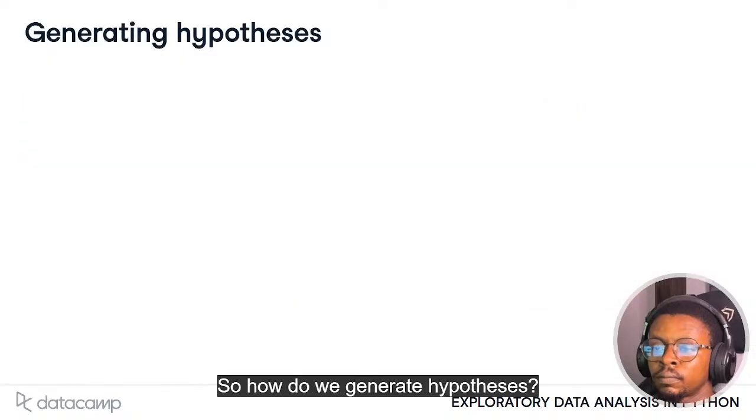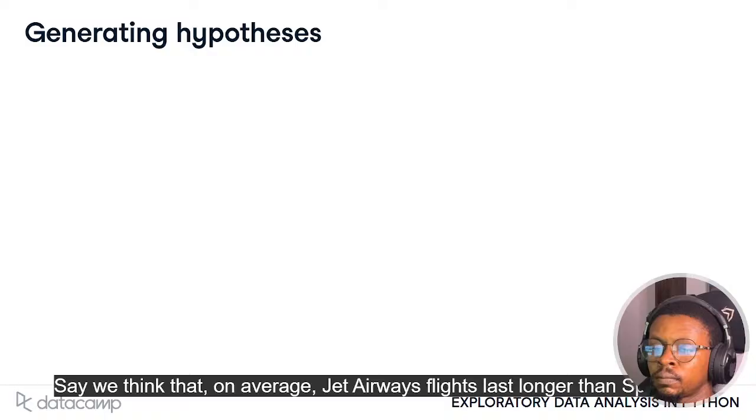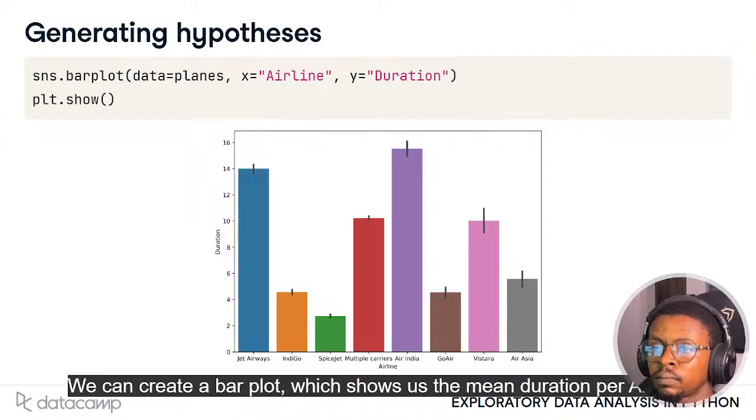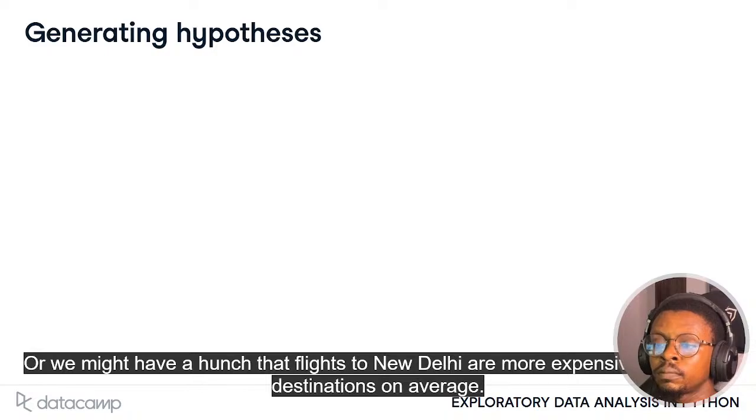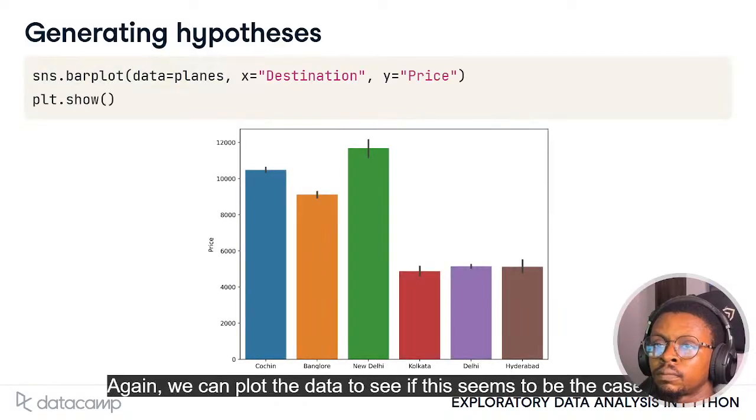So how do we generate hypotheses? We perform some EDA. Say we think that, on average, Jet Airways flights last longer than SpiceJet. We can create a bar plot which shows us the mean duration per airline. Or we might have a hunch that flights to New Delhi are more expensive than other destinations on average. Again, we can plot the data to see if this seems to be the case.